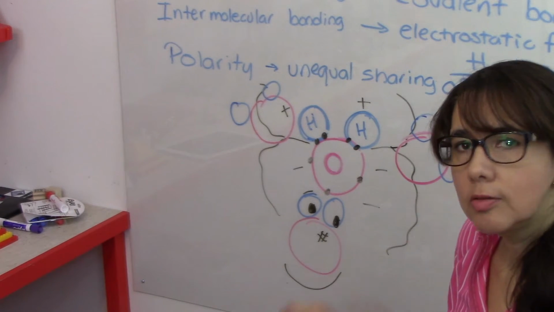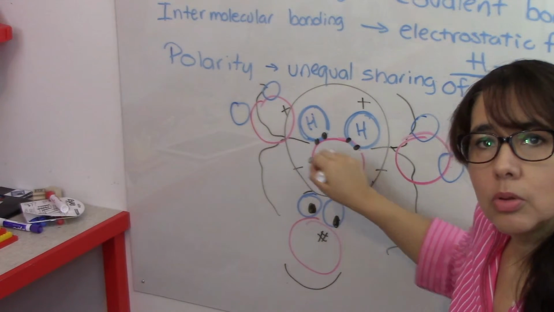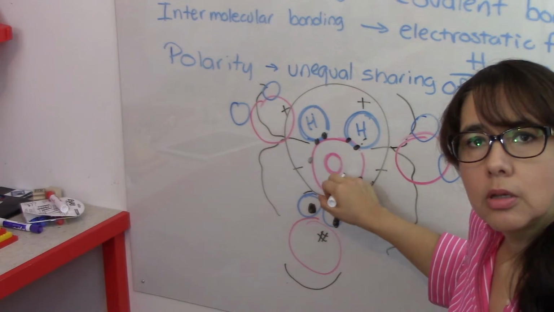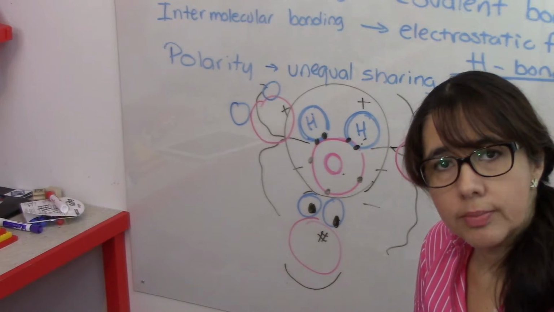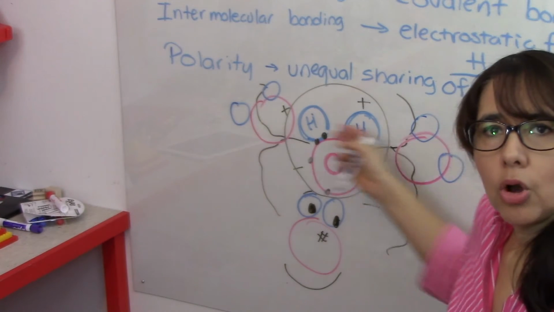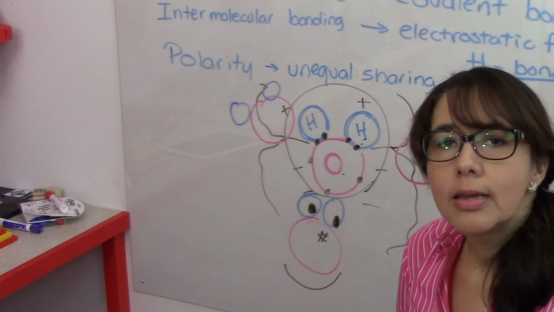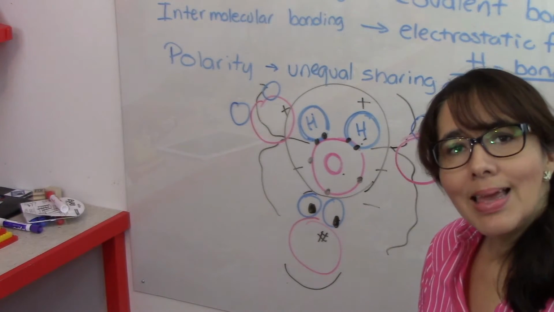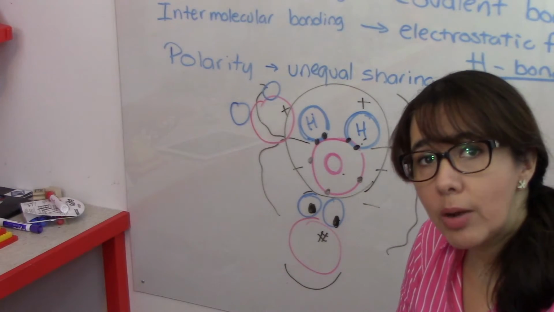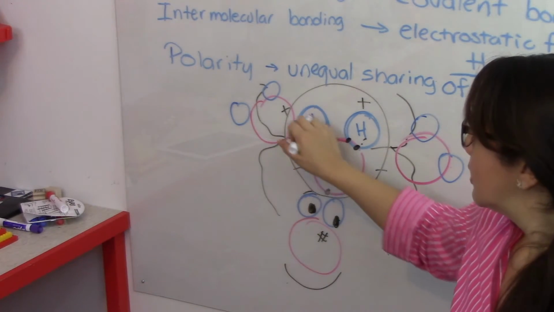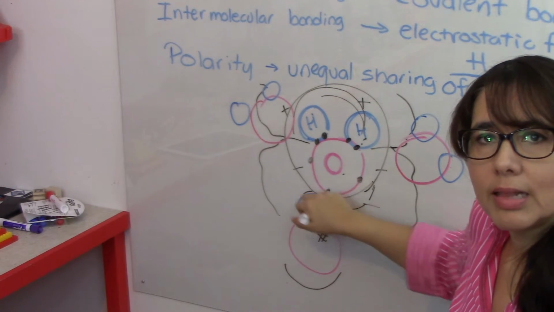We have covalent bonds. In the main molecule, two hydrogen atoms are bonded to the oxygen by covalent bonds, intramolecular bonds. The interaction that occurs with the other water molecules is by intermolecular bonds, and in this case, hydrogen bonds. And it happens because of the unequal distribution of charges, which is the polarity. That means that this area is slightly positive and this area is slightly negative.